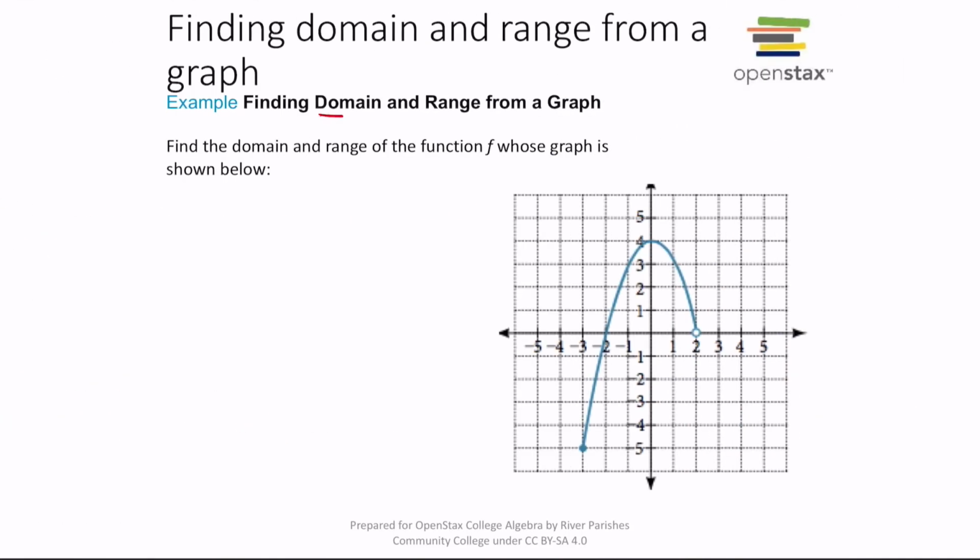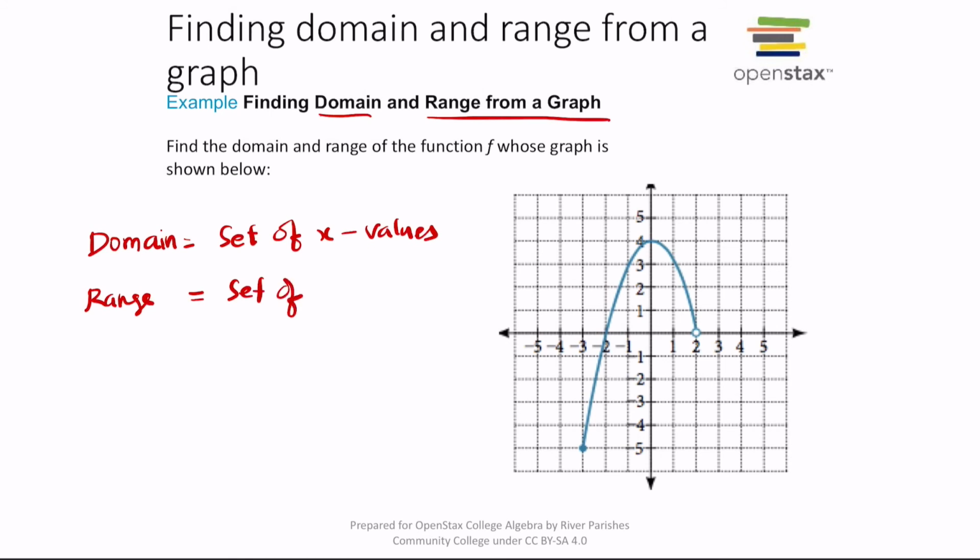Next way is to find the domain and range from a graph. One way to find domain and range from a graph is that domain is represented by the set of x values, and range is represented by the set of y values. So in this case, look for the x value and the y value for that particular axis. So from here to here.